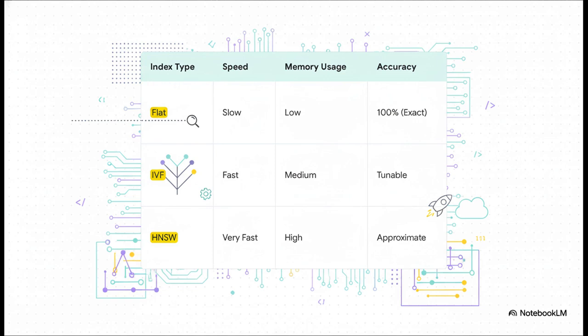This table kind of breaks down the main options. On one extreme, you have a flat index. This is brute force. It literally compares your query to every single vector. Yeah, it's 100% accurate, but it's painfully slow and just doesn't scale. On the complete other end, you have something like HNSW. It's blazing fast, it's what most production systems use, but it uses more memory and it's an approximation. Your choice of index is a critical engineering decision based on these trade-offs.